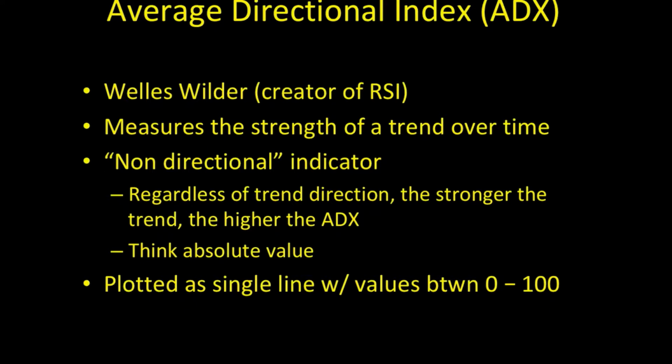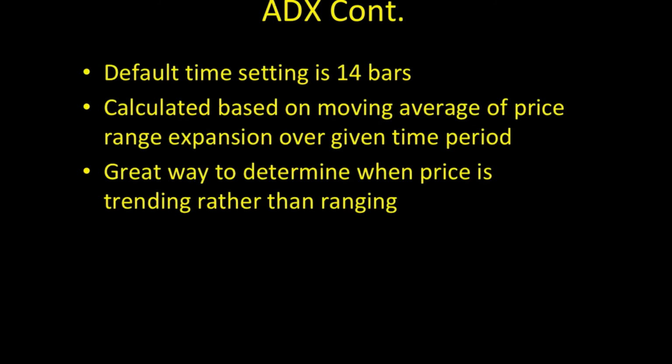Another way to think of it is an absolute value. So even if the trend is downwards, negative if you will, if it's strong, it'll still have a high positive reading on the ADX. It is plotted as a single line with values between 0 to 100. The default time setting is 14 bars.